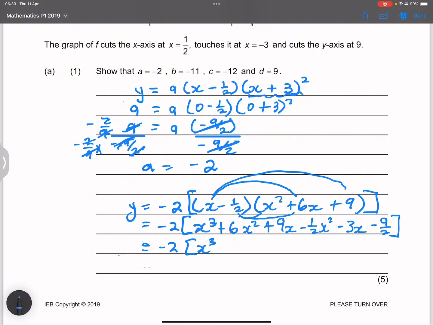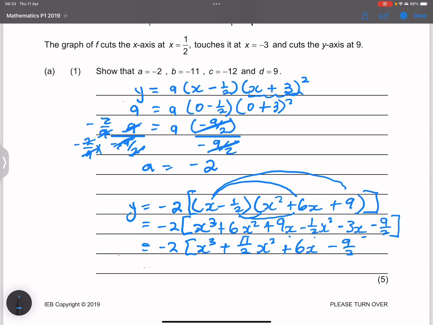So we've got 2 x squared terms, 6 minus a half. That would give me 5.5, okay? So that would be 5.5. Okay, so that's plus 11 over 2 x squared. Okay, and we've got 9x minus 3x. That would give me 6x, right? So that would be plus 6x. And that would be minus 9 over 2.